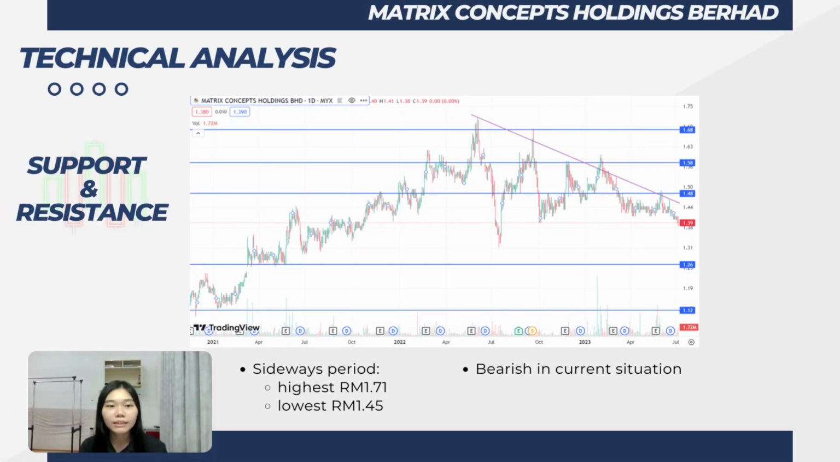Lastly is support and resistance. The highest stock price is recorded in the sideways period at 71 cents, while the lowest price is 45 cents. After the period, the stock is declining in the current situation, which is showing bearishness. And overall, Matrix Concepts Holdings Berhad is in a bearish situation currently.